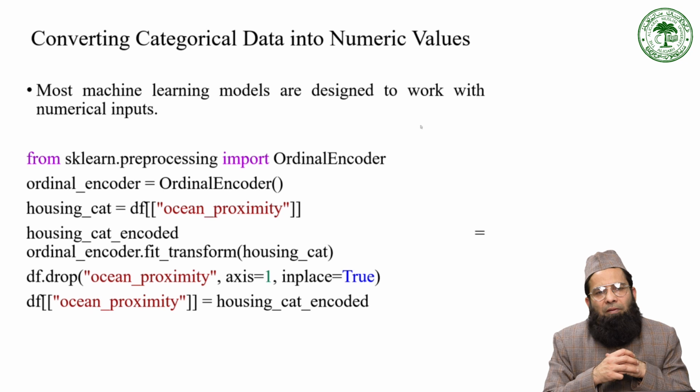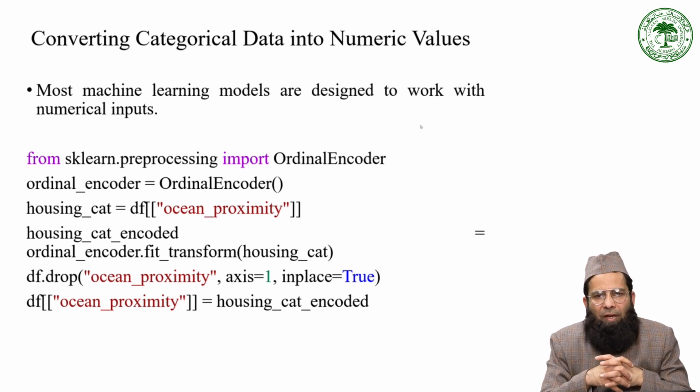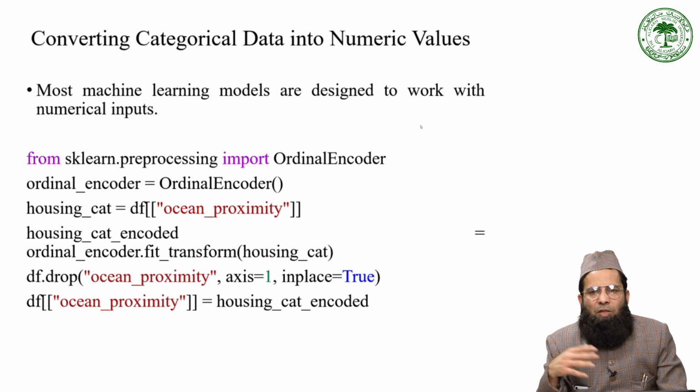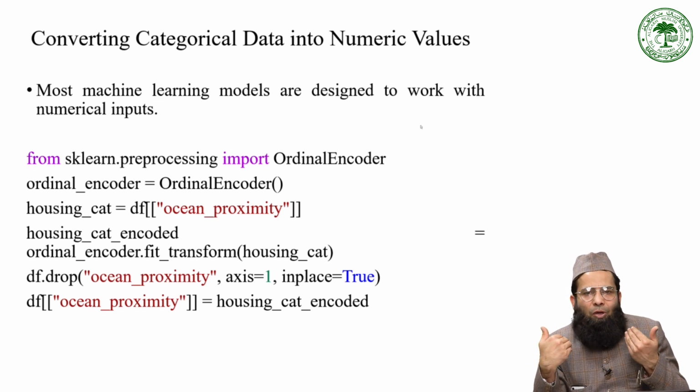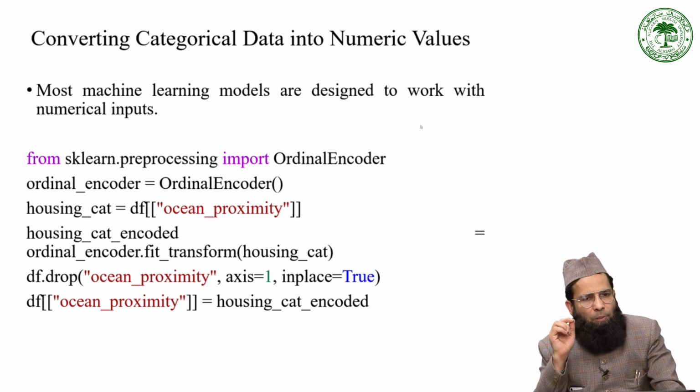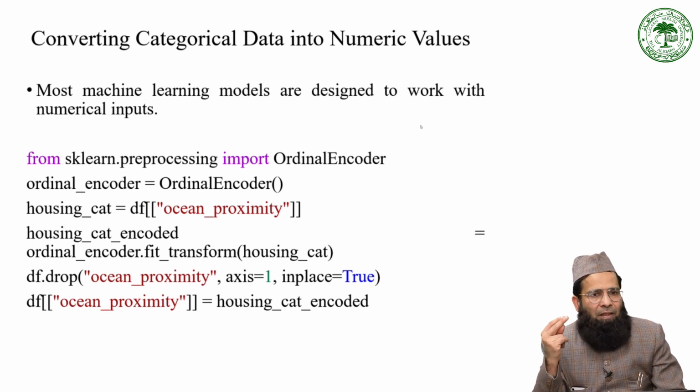Now we'll discuss converting categorical data into numeric values. Imagine you have a dataset with a feature color, and the possible values are, let's say, red, blue, and green. These are categorical data in text form. How can we convert these categorical data into numeric values? For that purpose, we will be using ordinal encoder, one hot encoder and so on. Actually, most machine learning models, such as KNN, are designed to work with numerical inputs.